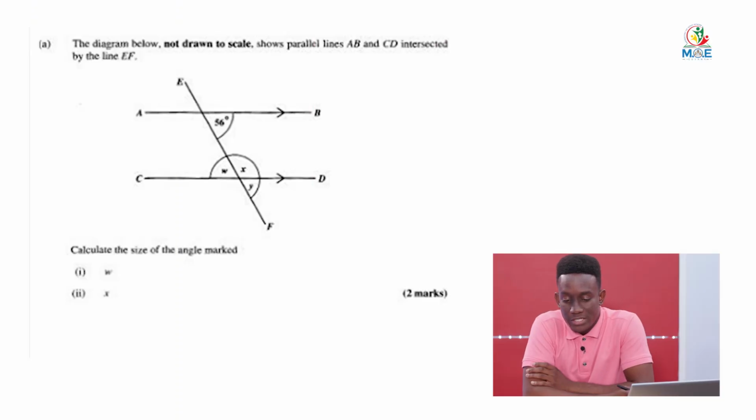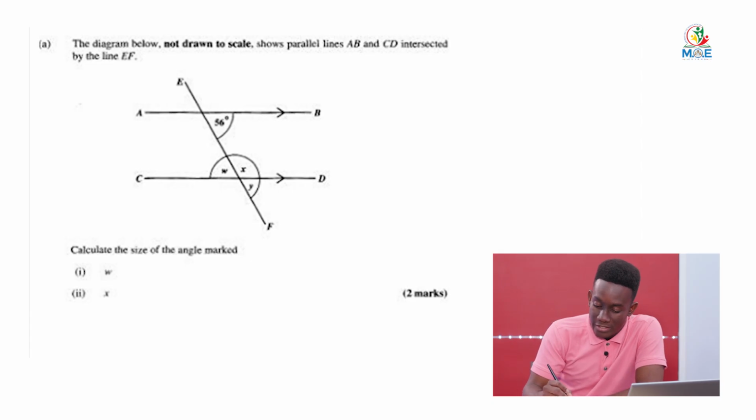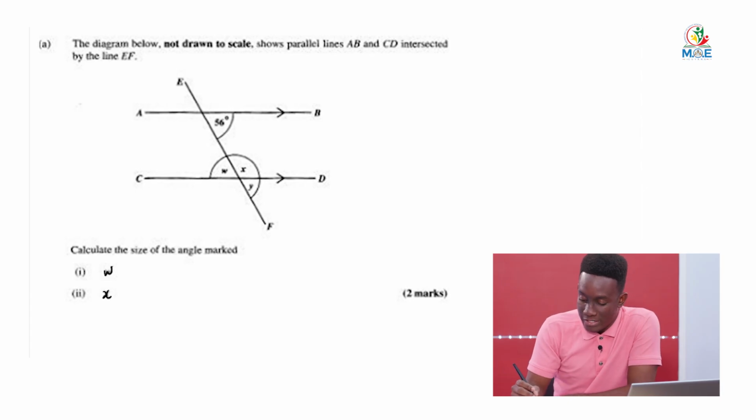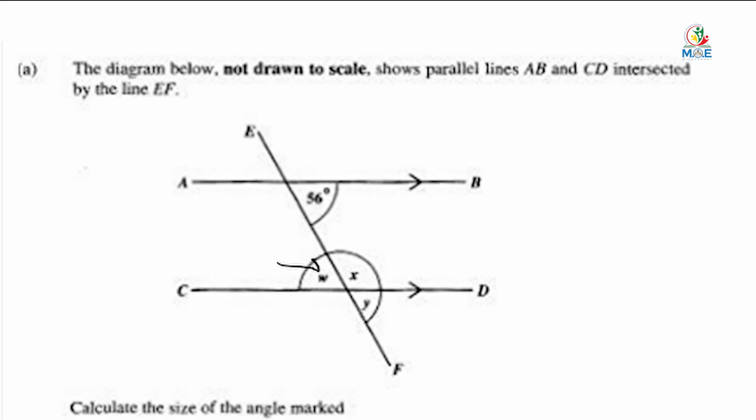So this question says, the diagram below, not drawn to scale, shows parallel lines AB and CD intersected by the line EF. Calculate the size of the angle marked W. So you want to find the size of the angles marked W and X. So basically we want to find this here and this here. So let's go about answering this question.